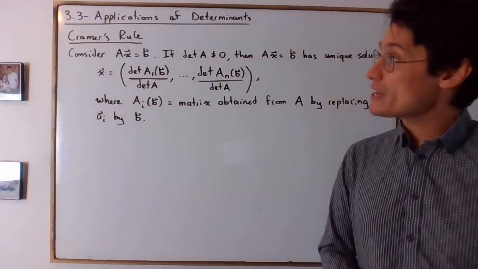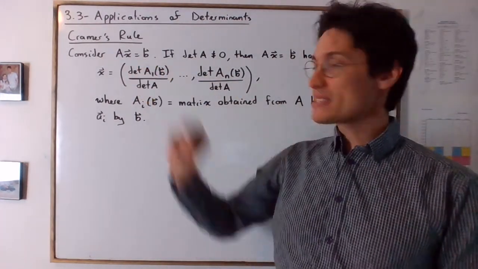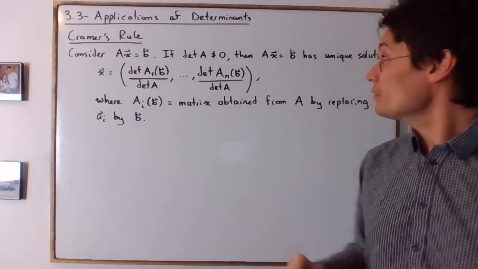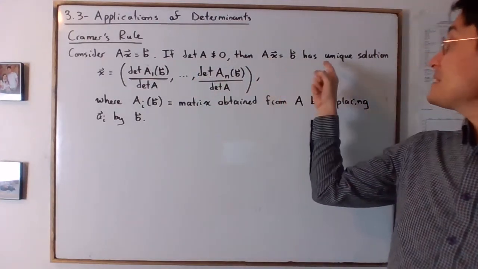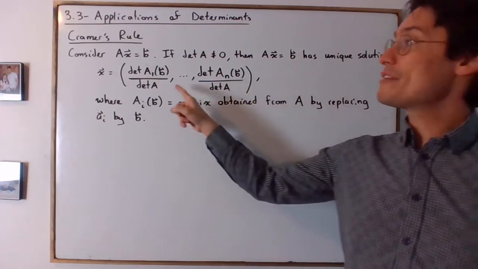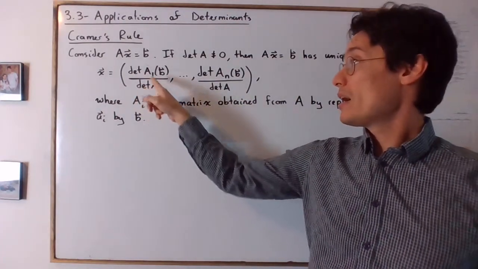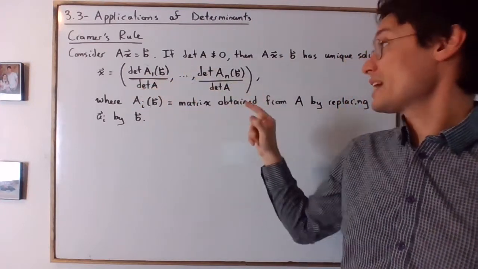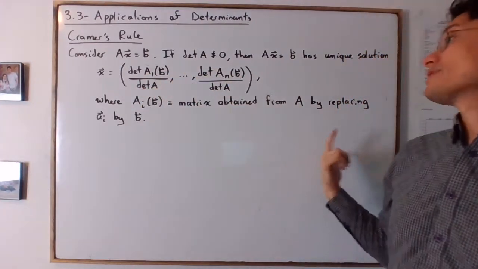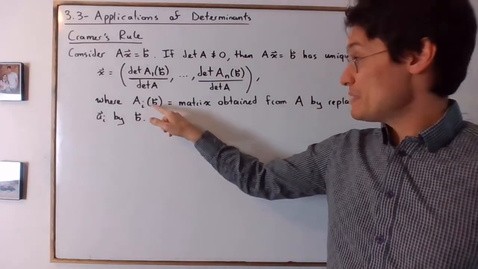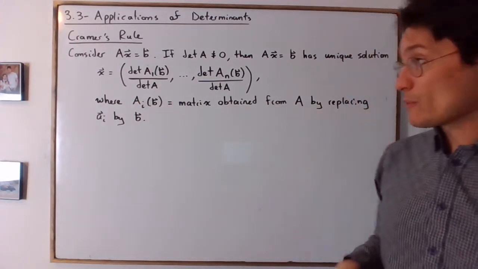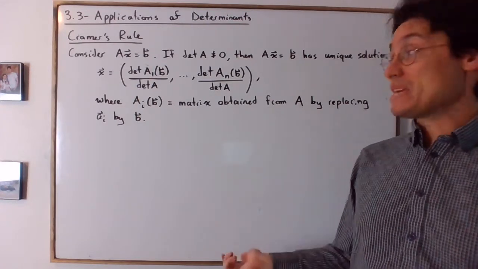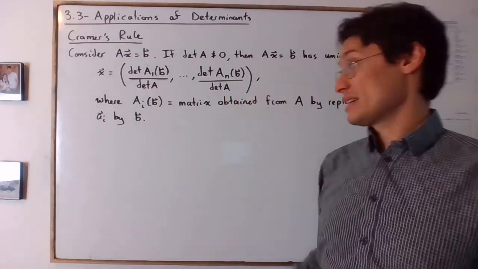So what is Cramer's rule again? We consider a matrix equation AX equals B. If the determinant of A is non-zero, then AX equals B has a unique solution given by this: det A1B over det A, det A2B over det A, up to det AnB over det A, where AiB is the matrix obtained from A by replacing the ith column of A by B, the column of constants.